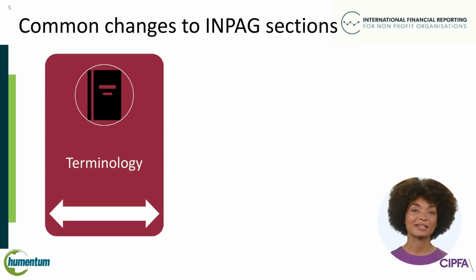To ensure consistency, we've implemented common editorial changes across all sections. Firstly, INPAG includes terminology changes to use terms that are more specific to nonprofit organizations, or NPOs. For example, the word entity is replaced with NPO, and the term profit or loss is replaced with surplus or deficit.